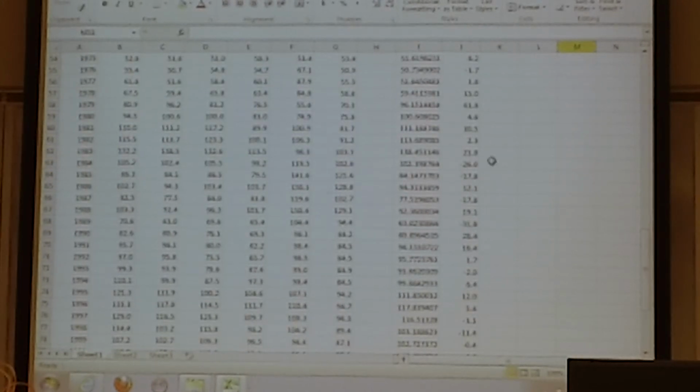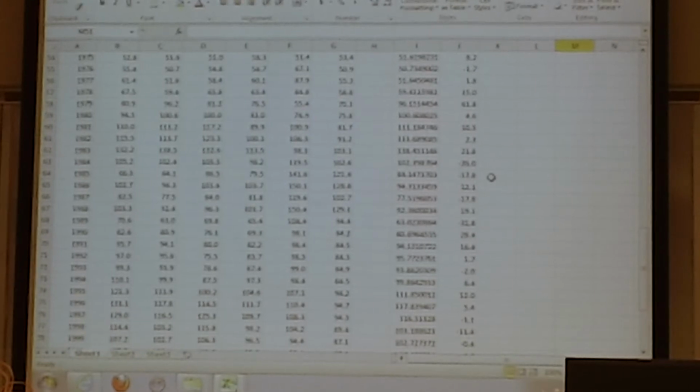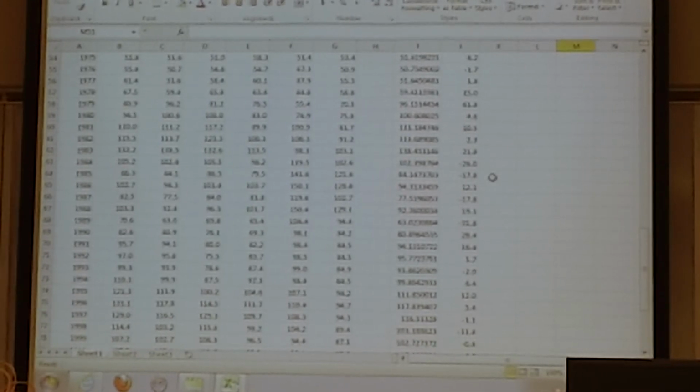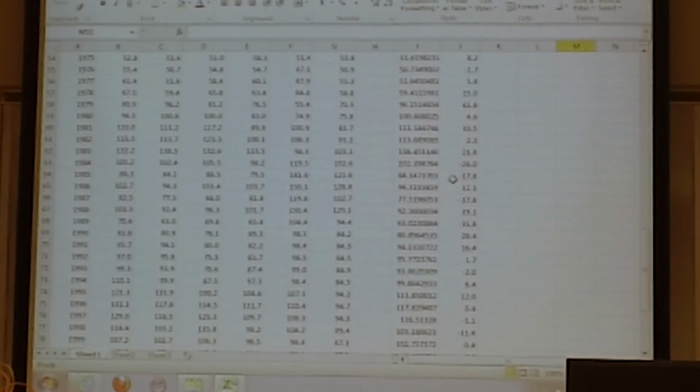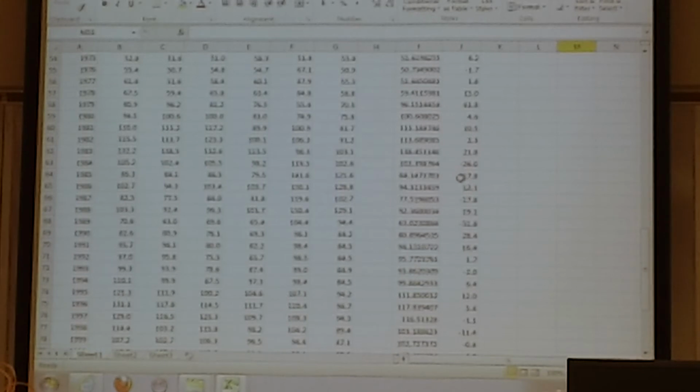How can inflation get negative? The prices go down. Prices go down instead of going up. Here they went down 2 years in a row, and then they went up by 12.1, then back down, then up, then down, then up, still up.